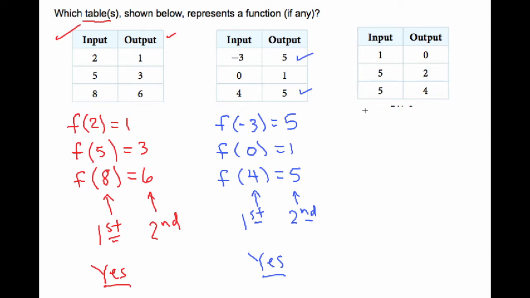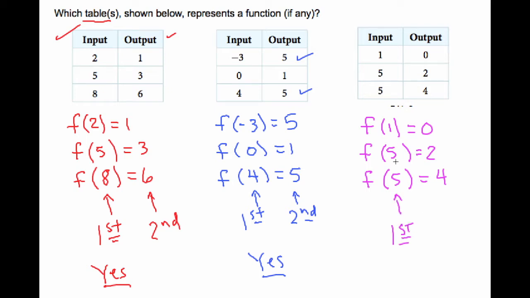Take a look at the third table. What do we have? We have f of 1 is equal to 0, while f of 5 is equal to 2, and f of 5 is also equal to 4. And we notice that 5 is paired with 2 different outputs. This violates the definition of a function. So this third table does not represent a function. Our inputs, in particular the 5, are not set up so that they're paired with one output. 5 is paired with 2 outputs, violating the definition of a function.